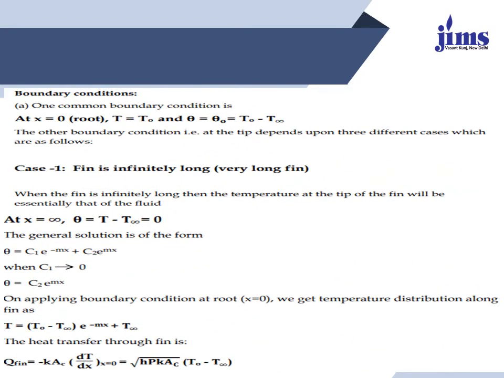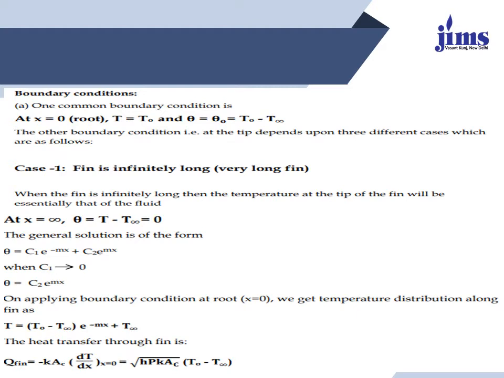The boundary conditions. Apply the boundary condition at x equal to 0. It is the root of the fin. At x equal to 0, T is equal to T naught, and theta is equal to theta naught, which is equal to T naught minus T infinity. The other boundary condition, at the tip, depends on three different cases, as follows.